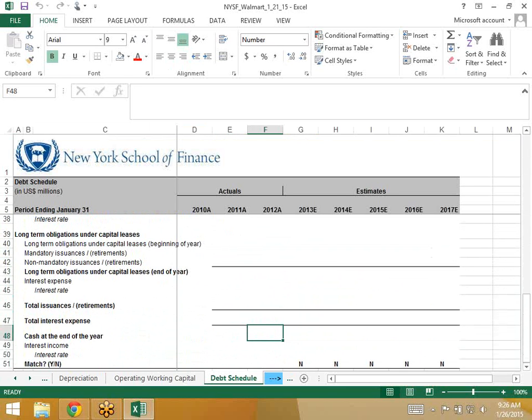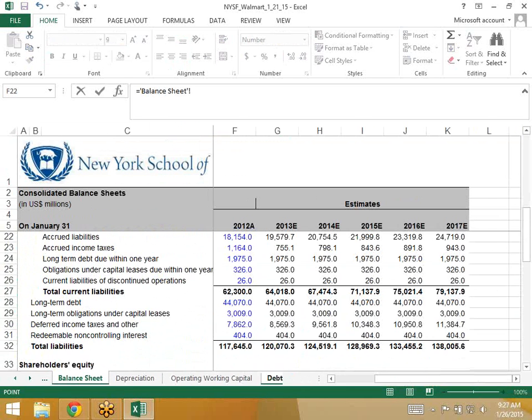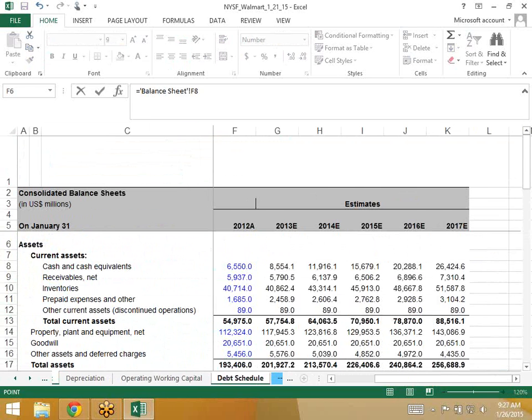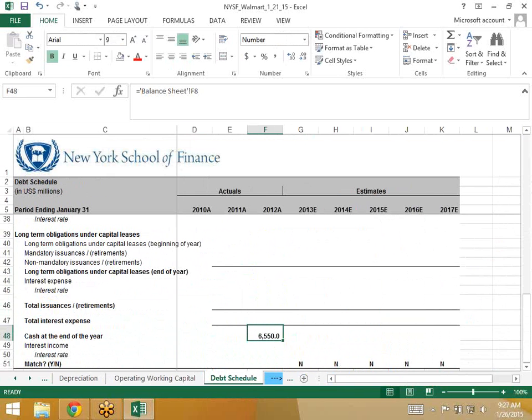So, in other words, we have cash at the end of the year. I'm going to pull in cash at the end of the year in 2012 from the balance sheet in 2012. That's the last reported balance of cash from the balance sheet. So I'm going to pull in F48, and it equals, go to the balance sheet, 6550, cash and cash equivalents from the top of the balance sheet. It's the last reported 2012 balance sheet number. This is going to be utilized to drive our cash balance in our debt schedule. That's the first step. You guys okay with that? So last reported balances are pulling in. Last reported cash.